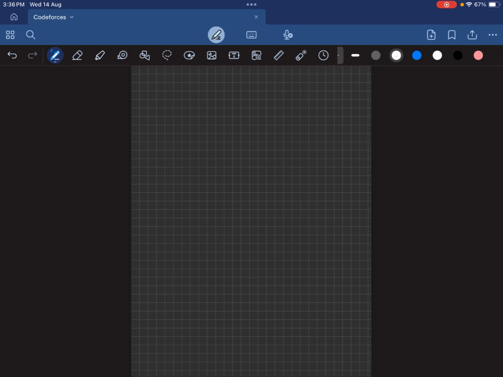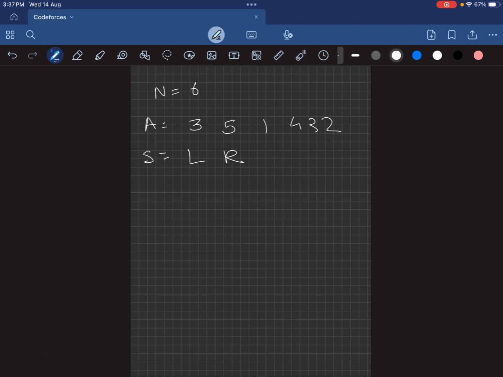Moving on to the next question, Right, Left, Wrong. This was a slightly interesting question. We are given an integer n, an array of integers, I'll take the example 3, 5, 1, 4, 3, 2, and a string consisting of L and R: L, R, L, L, L, R.